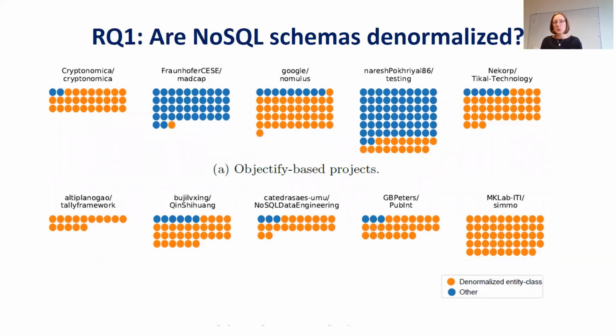So the first question we asked: are those NoSQL schemas denormalized? What we see here is, for each project and each entity class in that project, a bubble, and the bubble is blue if we know that it's essentially in first normal form. So there's no nesting, there are no multi-valued attributes. Otherwise, we assume the entity class is denormalized, and you see that there's no single project where all the entity classes are in first normal form.